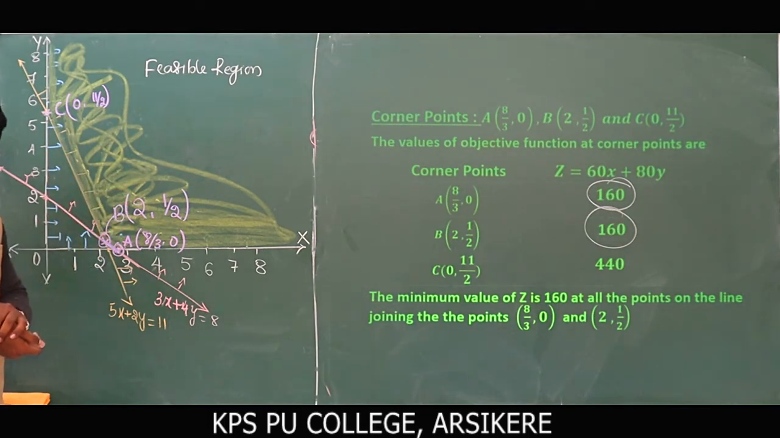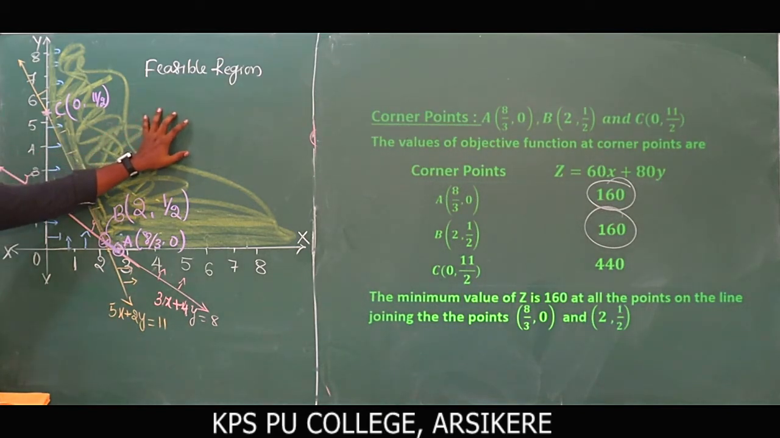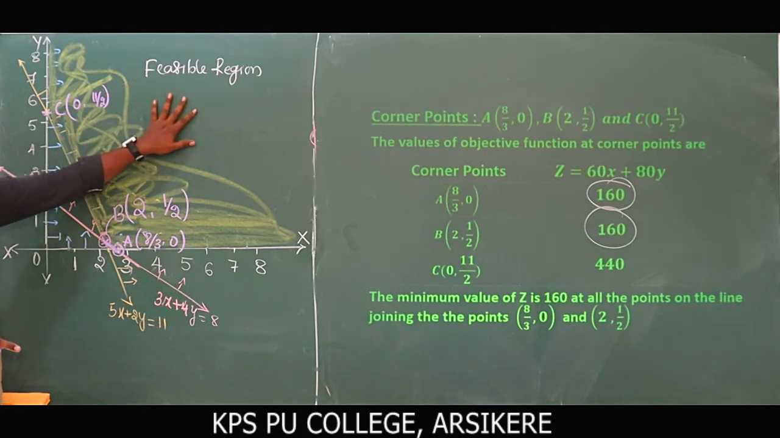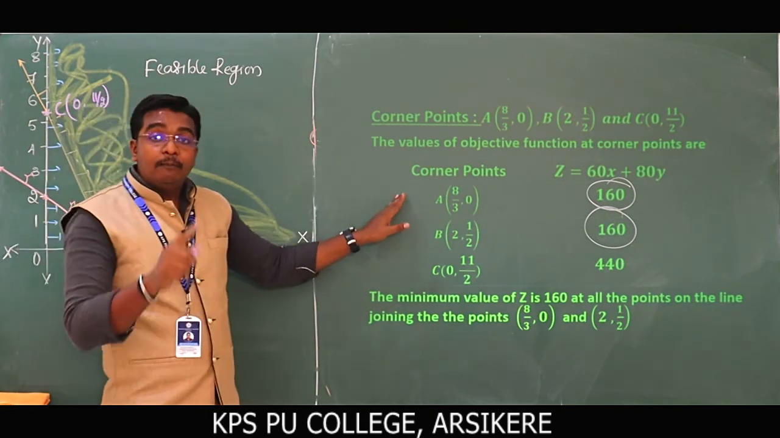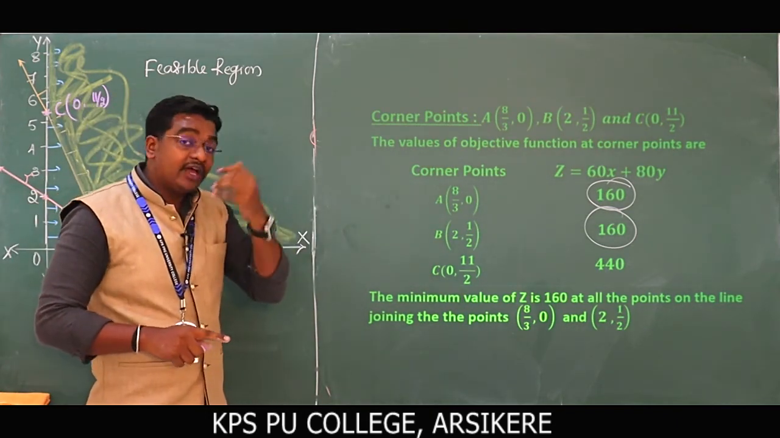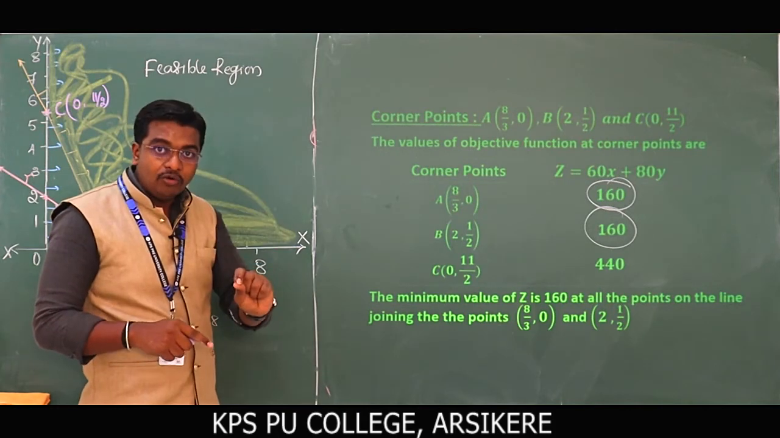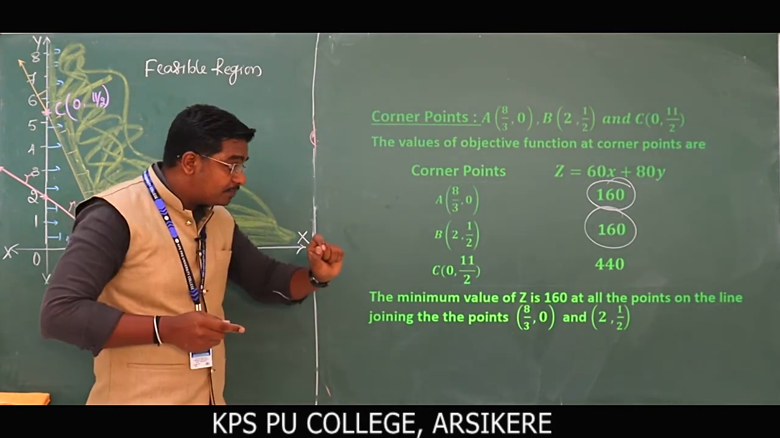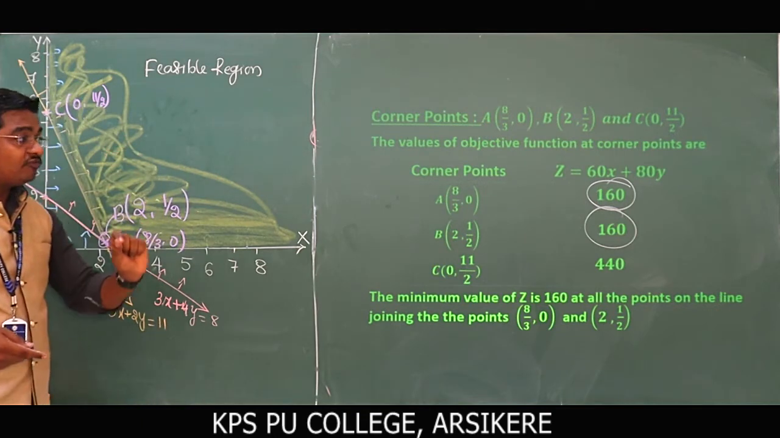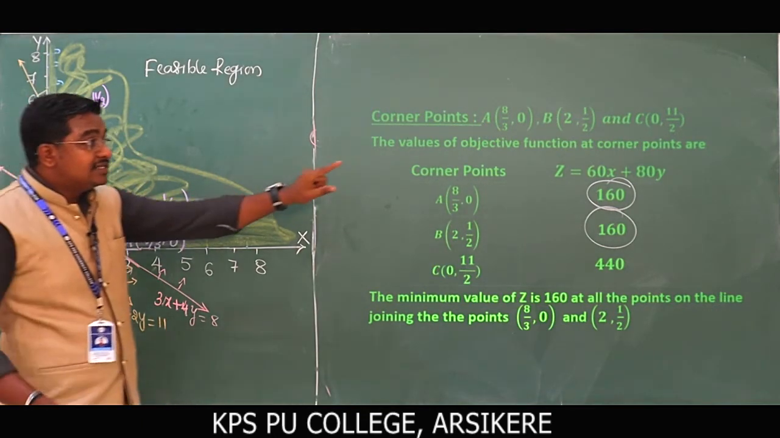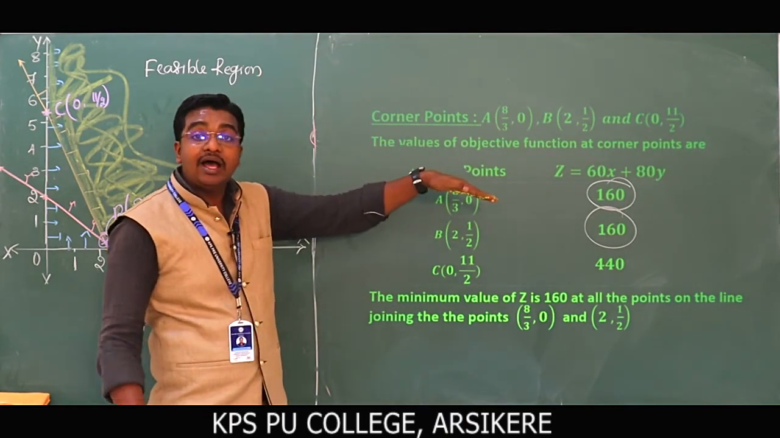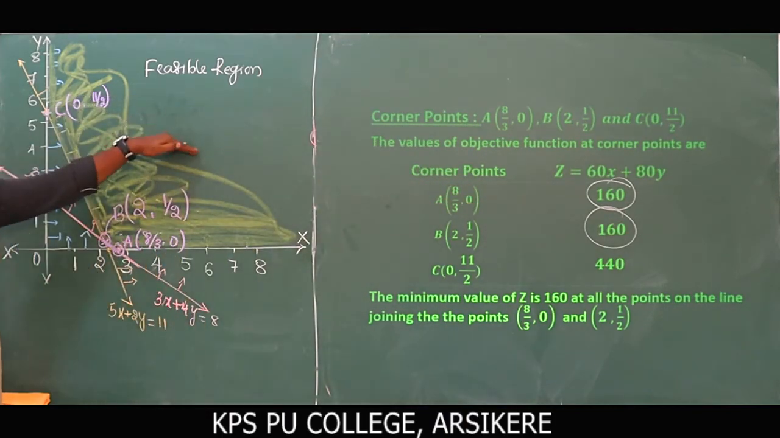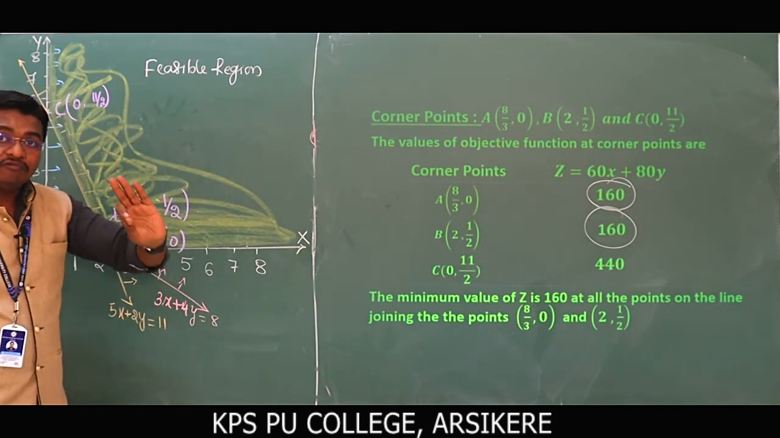Is this the conclusion? No, because the feasible region is an unbounded region. So when we get an unbounded region, we have to carry it one more step. Here the smallest value is 160. If I assume 160 as the minimum value, we have to draw the open half plane determined by the constraint 60x plus 80y less than 160. If that plane has no common point with the feasible region, then 160 becomes the minimum value.